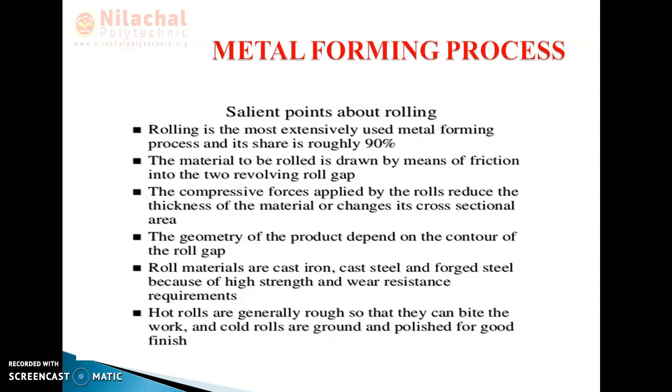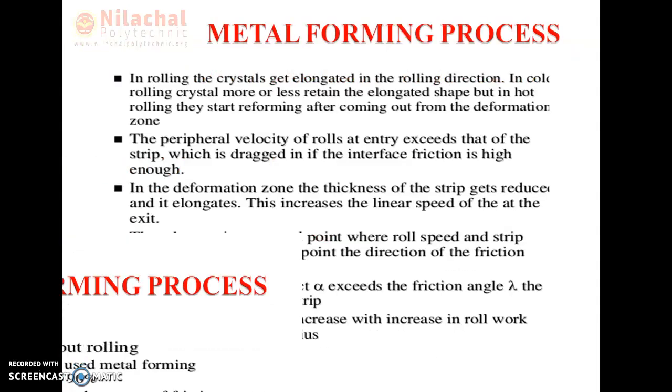Number 4, the geometry of the product depends on the contours of the roll gap. Number 5, roll materials are cast iron, cast steel and forged steel because of high strength and wear resistance requirements. Salient feature number 6, hot rolls are generally rough so that they can bite the work, and cold rolls are ground and polished for good finish.